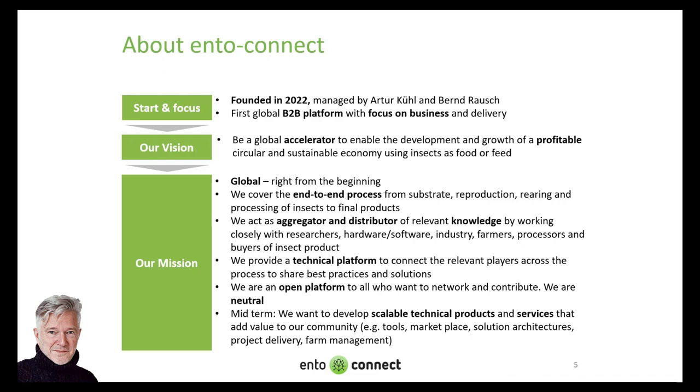Our scope starts from the upstream, with substrate producers who can provide substrates to the insect farms. We talk about reproduction, rearing, and processing of the insects, and of course the end markets, from pet food to animal feed or human food. We want to get all those players to join forces on the network and get linked together so we can create momentum.